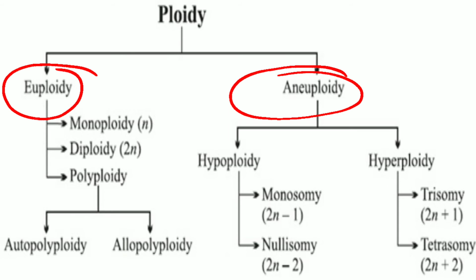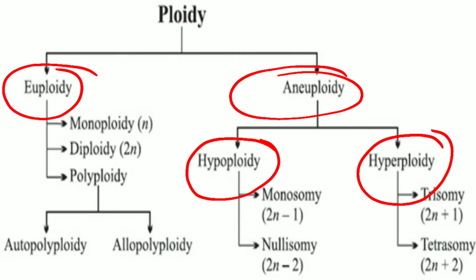Aneuploids represent the number different than a multiple of the basic set of the chromosome. That is, if we generally consider 2n as the basic set, then the altered would be 2n plus 1, 2n plus 2, or 2n minus 1 and 2n minus 2. If the chromosome number is lesser, it is called hypoploidy. If the number is more, it is called hyperploidy. Depending upon how many chromosomes, it could be trisomic, tetrasomic, or monosomic and nullisomic.